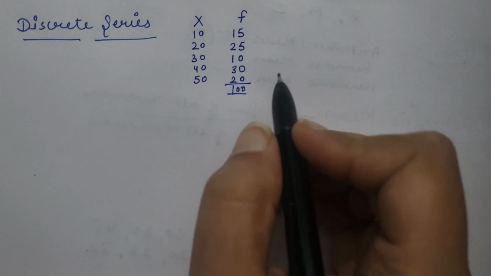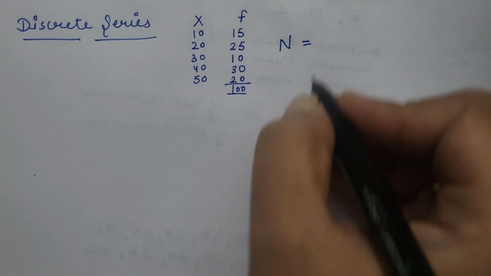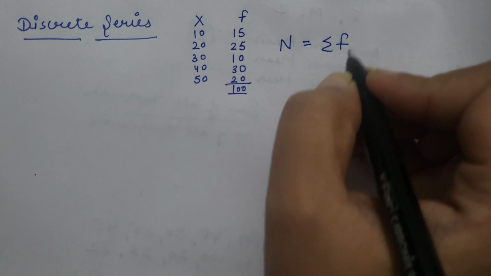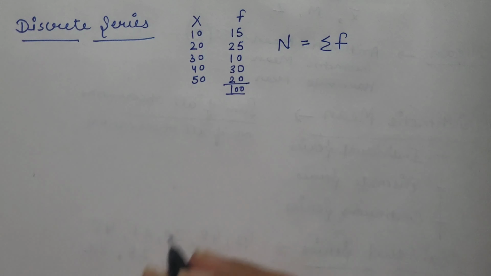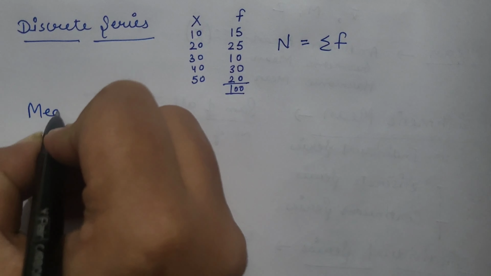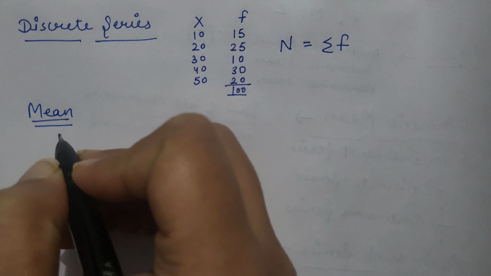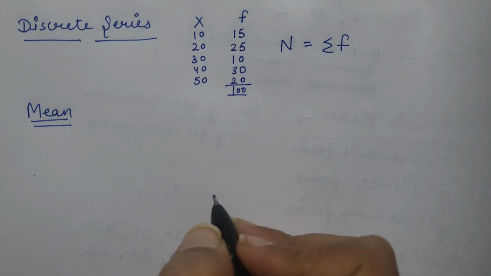So one thing in discrete series I am mentioning here, the number of observations is always equal to summation f. The total of the frequency column represents n in discrete series. So here I am moving towards the methods of calculating mean in discrete series. In discrete series, mean can be calculated by two methods again.